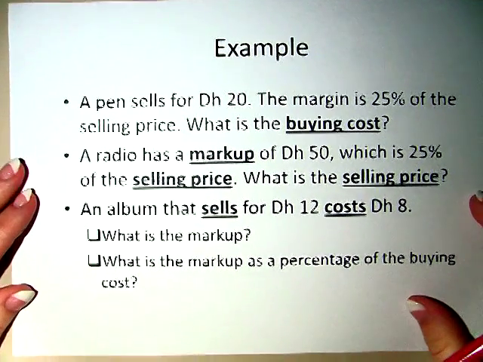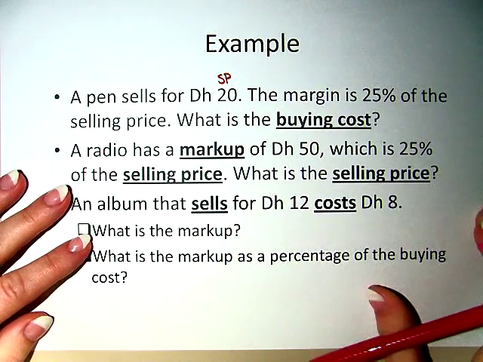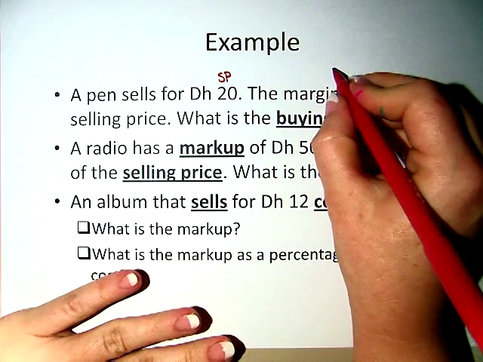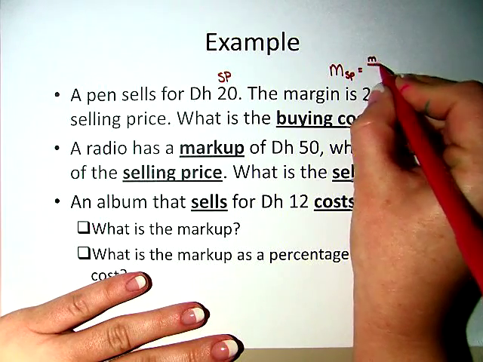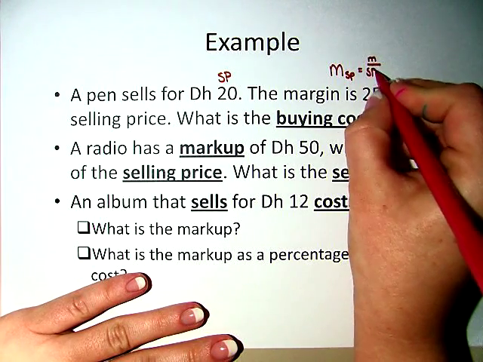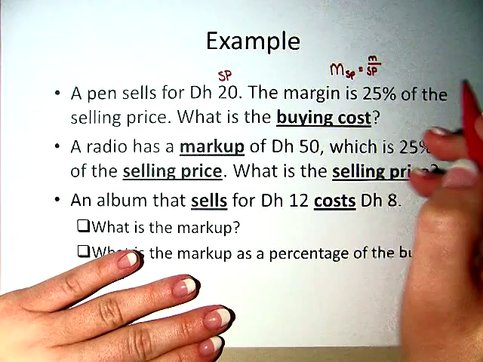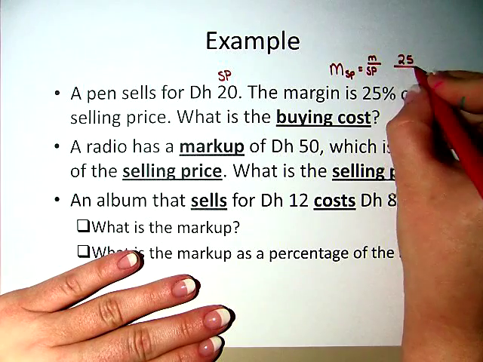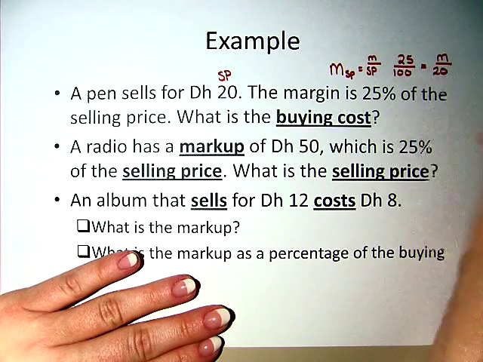Next one's a little bit more complicated. A pen sells for 20 dirhams, so that's my selling price. The margin is 25% of the selling price. So what is the buying cost? Okay, so the margin of the selling price is the margin over the selling price. Well, we know the selling price is 20 dirhams, and we know that the margin is 25%. So we get 25 over 100 equals the margin over 20.